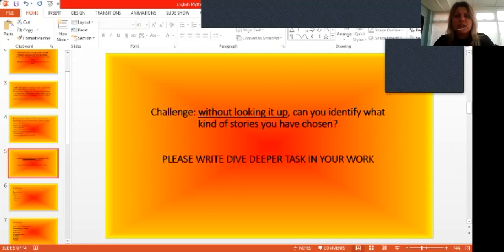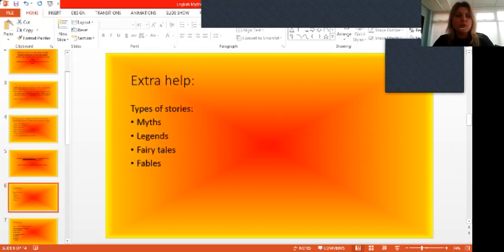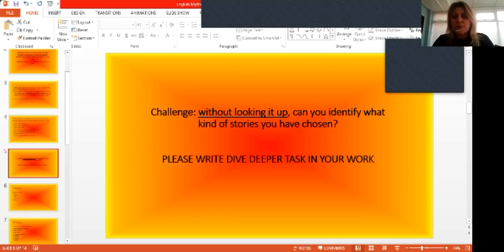And your challenge is to actually identify what kind of stories this could be. So, for example, do you think you're talking about a legend? Do you think we're talking about a myth? Or is it a fable? Make sure that when you write down what kind of stories you think they are, you use the dive deeper task, a sort of note in your book.